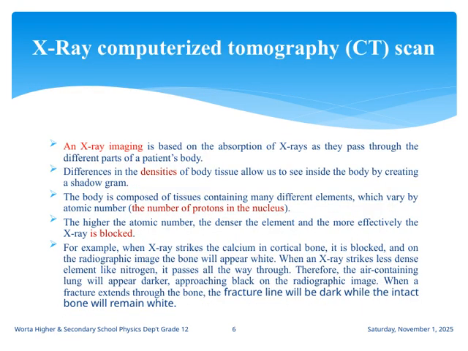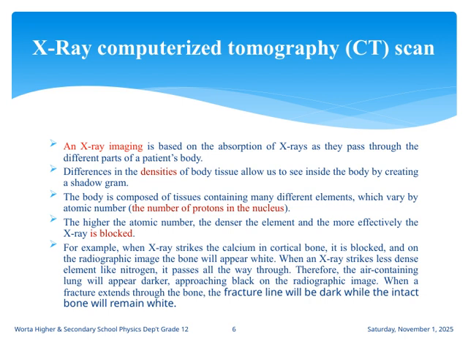Let's explore how X-ray imaging works. It's based on the absorption of X-rays as they pass through different parts of a patient's body. Essentially, tissues absorb X-rays to varying degrees depending on their density. This variation creates a shadow image, or what we call a shadowgram, allowing us to see inside the body.